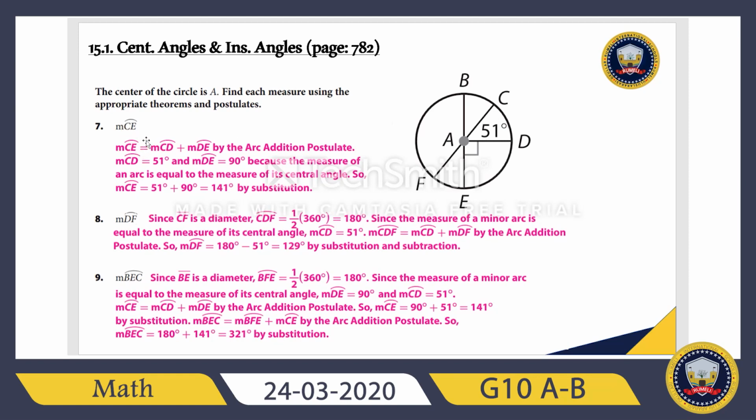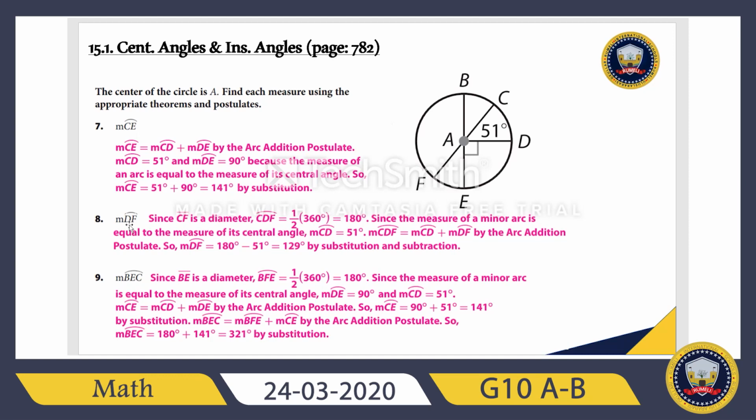Let's start from the arc CE. All right, now we said that the measure of the arc is equal to the measure of the central angle. So what is the measure of this central angle? It is 90 as shown here plus 51. So this in total is 51 plus 90, which is 141. Now the measure of my arc will be the same and will be equal to 141.